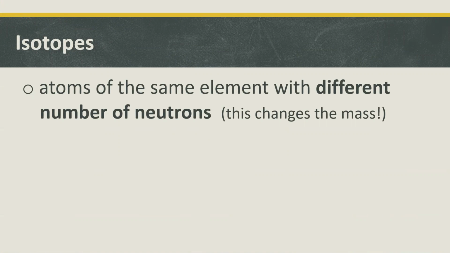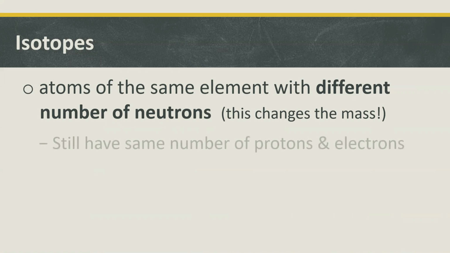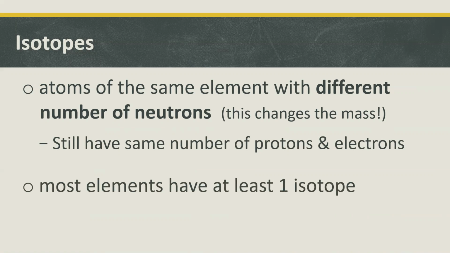An isotope is the atoms of the same element, so identical elements, but with a different number of neutrons. Because you have a different number of neutrons, and remember, neutrons have the heaviest mass of all the subatomic particles, that's going to change slightly the overall mass of the element. You still have to have the same number of protons and electrons. You cannot change those. Only the number of neutrons can change. Most elements have at least one isotope, not all, but it's common to have at least one isotope.